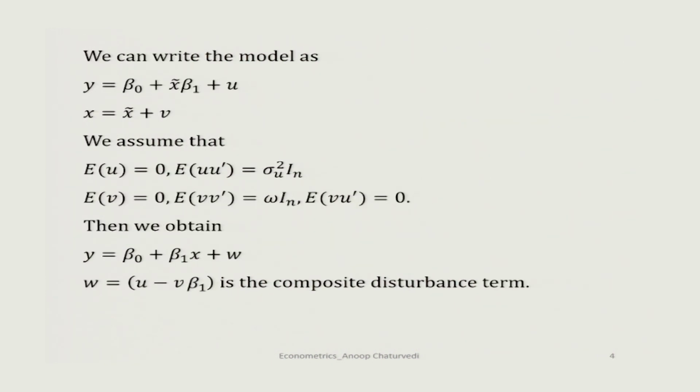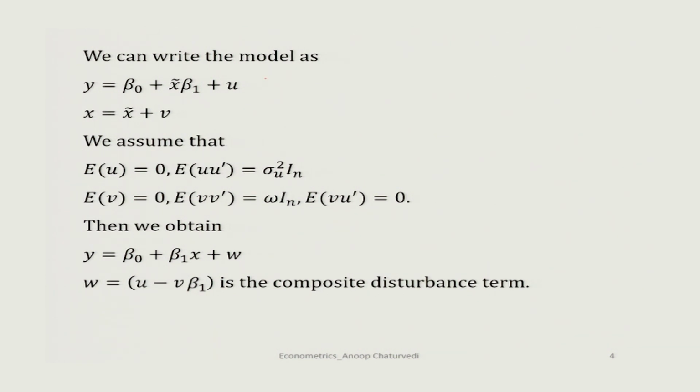Then we can write the model as y equal to beta naught plus x curl beta 1 plus u and x is equal to x curl plus v. Then we assume that expectation of u is equal to 0, expectation of u u transpose is equal to sigma square u I n, expectation of v is 0, expectation of v v transpose is equal to omega I n say, and expectation of v u transpose is 0, that is u and v are uncorrelated with each other.